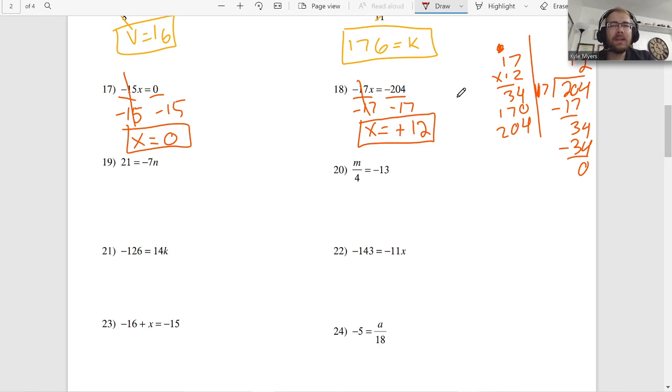We have 21 equals negative 7, and the opposite of multiply is divide. Remember, it's not the sign that tells you whether you're adding, subtracting, multiplying, or dividing. We're multiplying, so we divide to get rid of the number. Positive divided by a negative is a negative. 21 divided by 7 is 3. So the answer is negative 3. Multiply by 4. M equals negative 52.